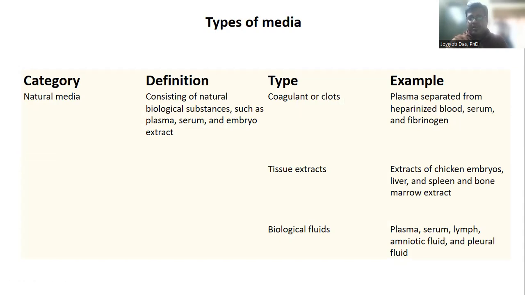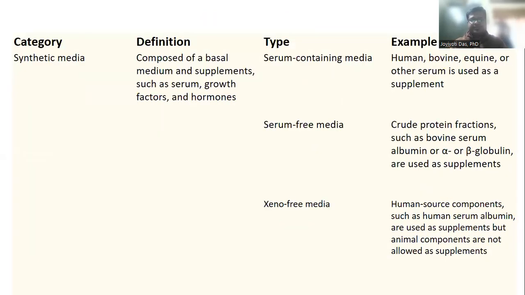Okay, so coagulants or clots, for example, can be used as natural media for cell culture. Tissue extracts, extracts of chicken embryos, liver, spleen, and bone marrow extract have been used for cell culture, along with the biological fluids that we already talked about: plasma, serum, lymph, and even amniotic fluid or pleural fluid found in bodies of animals.